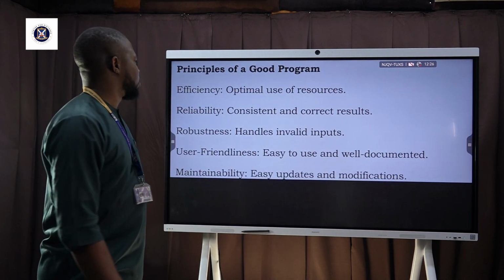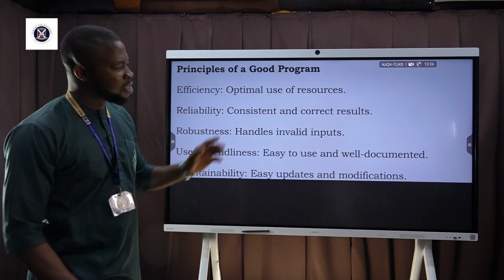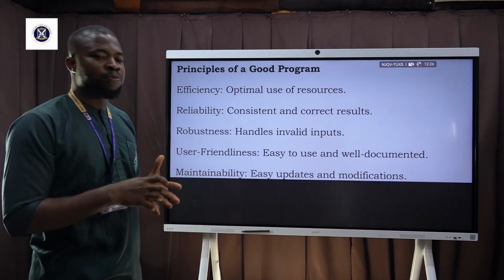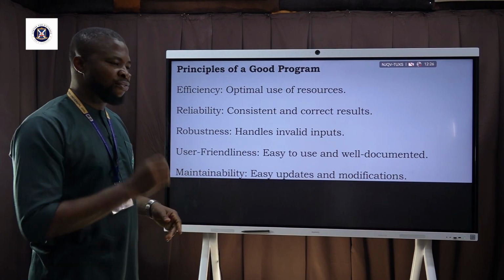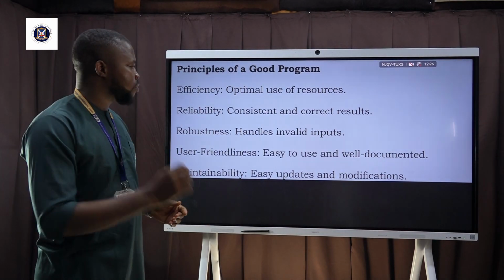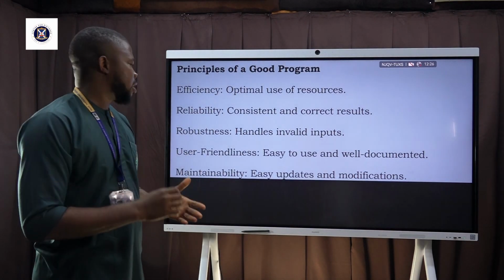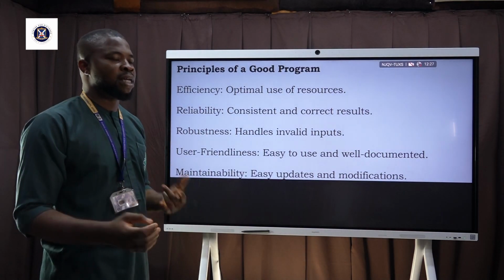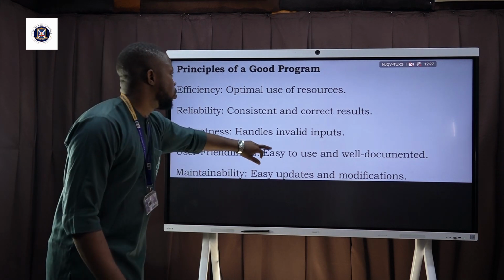Now, principles of good programming. It should be efficient, optimal for use of resources. Reliability, which should be consistent and correct results. Then robustness, it should be able to handle invalid input. Then user friendliness, very, very important. Every program written, every code, every algorithm should be user friendly. Then maintainability, easy for updates. You don't just write a program that is not updatable. You should be able to update and do modifications on your program.